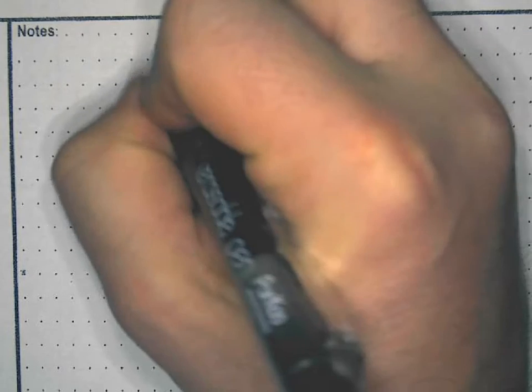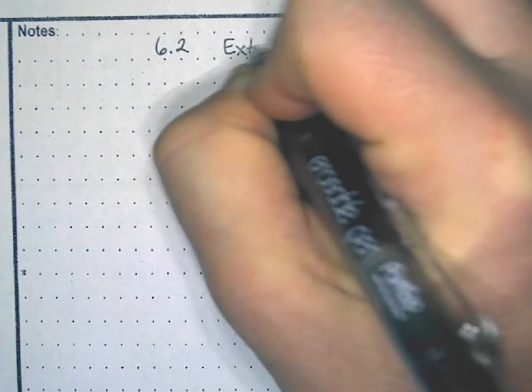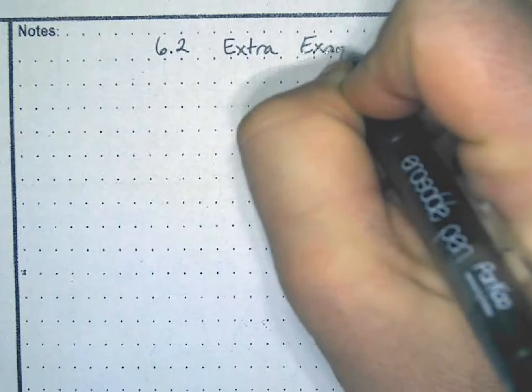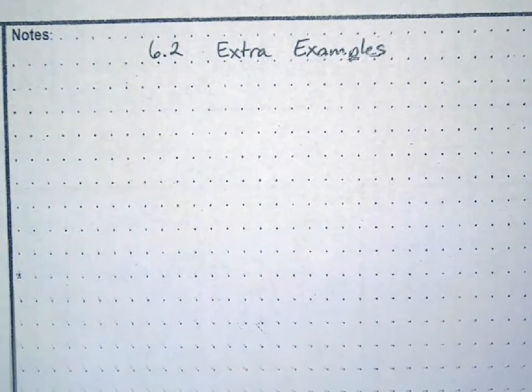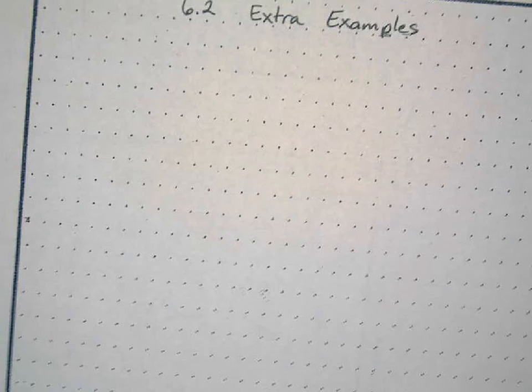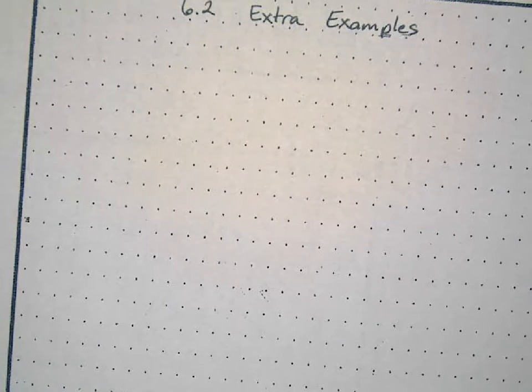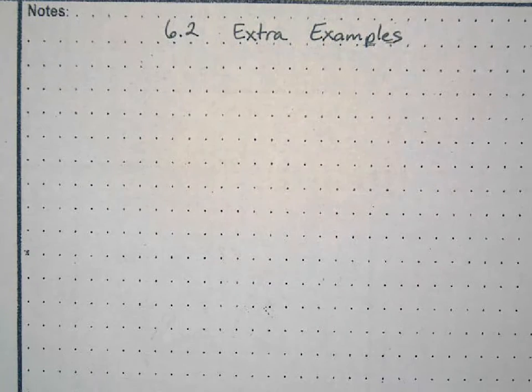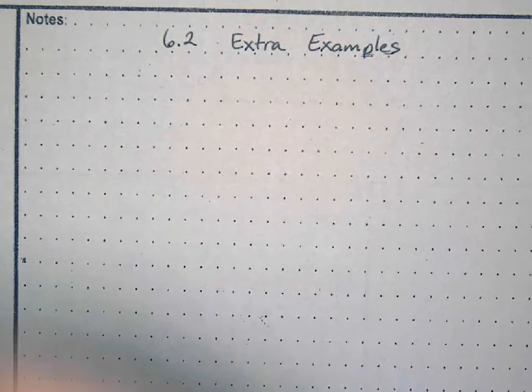In this video, we'll be looking at some extra examples for 6.2. I want to look at a few different special cases, and then we'll also do an example where we have to identify the missing piece we need to make it side angle side or side side side.